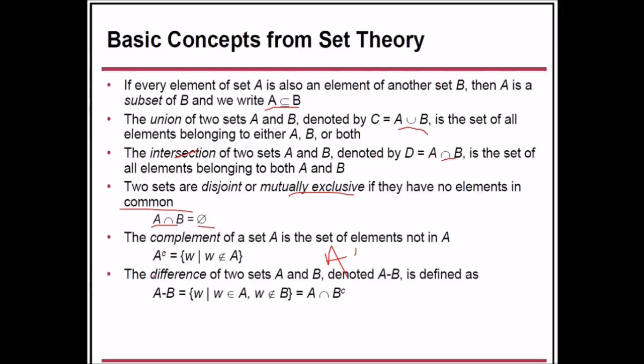And the difference of two sets means the elements of B being eliminated from A. It is defined by A minus B. That means w belongs to A but does not belong to B, because the elements of B have been taken off from A. This is A intersection B complement.